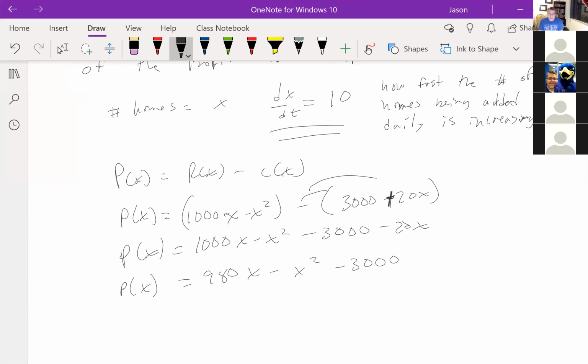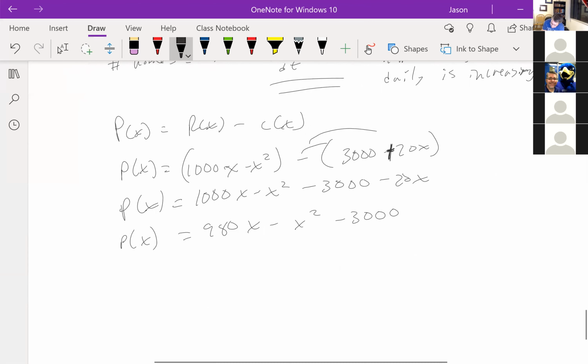Now what are we taking the derivative with respect to? We're taking the derivative with respect to time. So this is dP/dt, since we only have one P. And what would the derivative of 980x be? Well, it would be 980, but you have to think implicitly. What happened when we took the derivative of y with respect to x? We had to have a y prime. The same thing is true here. You have to have an x prime.